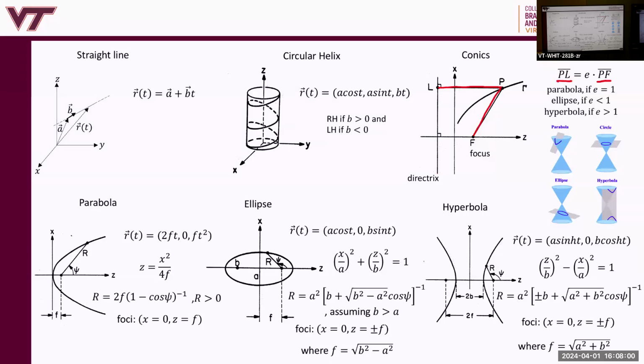So different conic sections are defined if you satisfy this equation here. The curve that satisfies this equation gives you different conic sections. If e, the eccentricity, is equal to 1, then the distance PL is equal to the distance PF, right? And what does that describe? That describes the properties of a parabola, right?